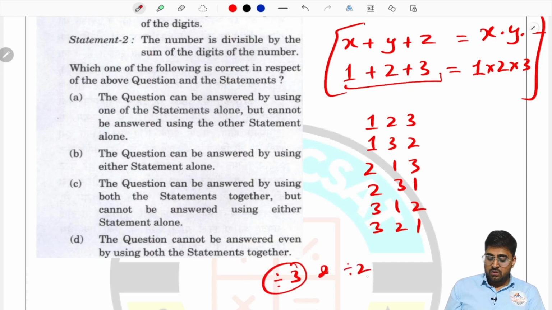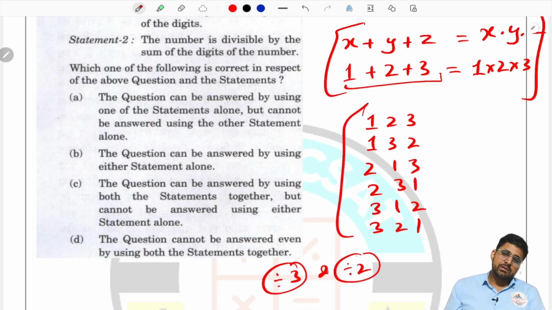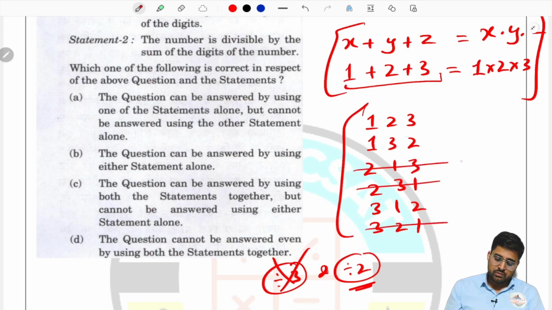Now, each of them follows the divisibility of 3 because this is a multiple of 6. So if it's 666, this will not work. Now we have to apply divisibility of 2, meaning the last digit should be divisible by 2. It might be even only. Okay, so this is not possible, not possible, not possible. Only 2 is possible.